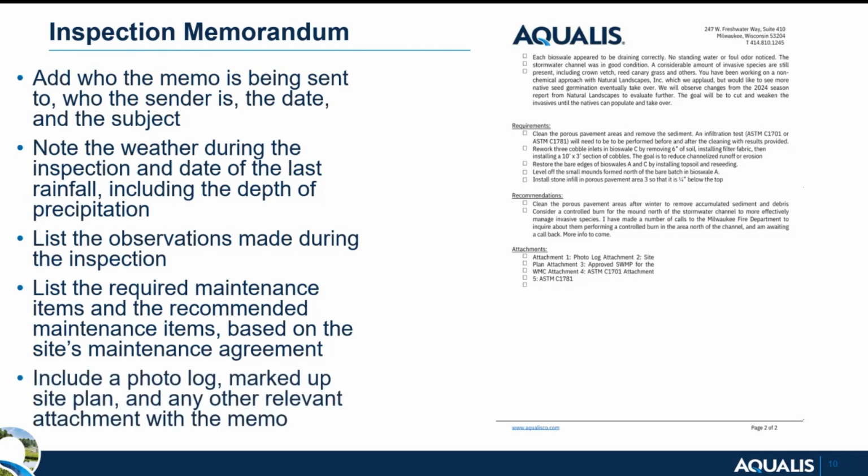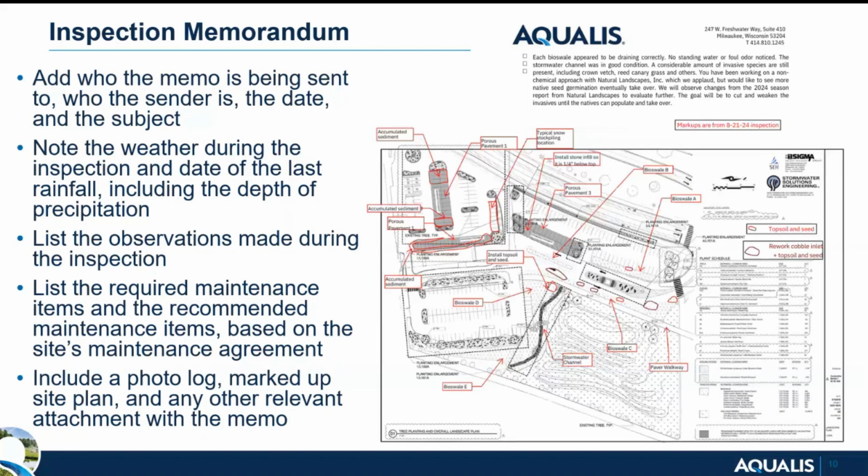Once we get through the inspection memo, we include our photo log, a marked up site plan, and other relevant information like the DNR's guidance for wet pond maintenance. If there's a wet pond on site, we like to include as much information as possible to help educate the property owners or maintenance staff. We've really found the transfer of knowledge has been helpful with keeping these sites clear.